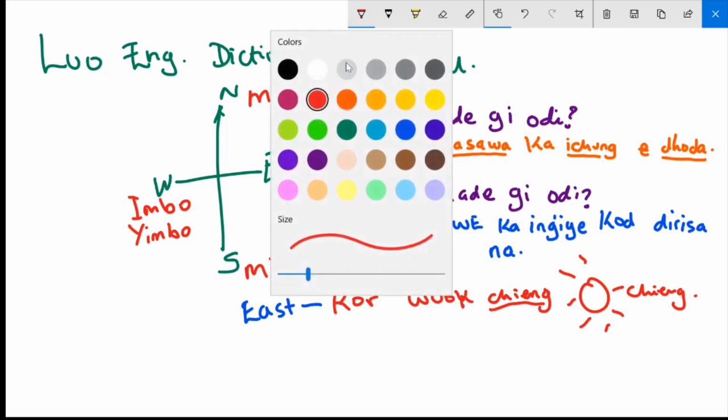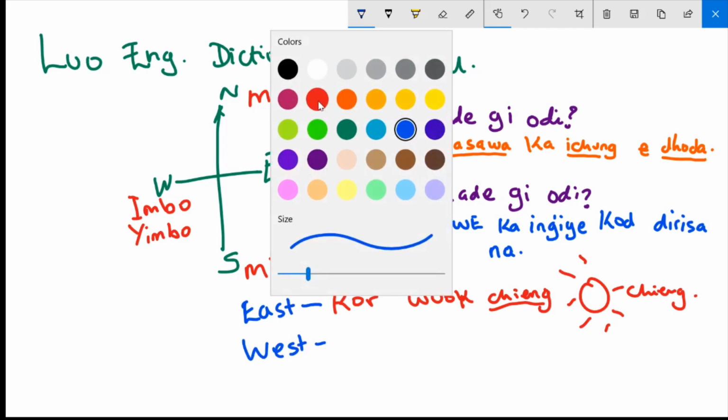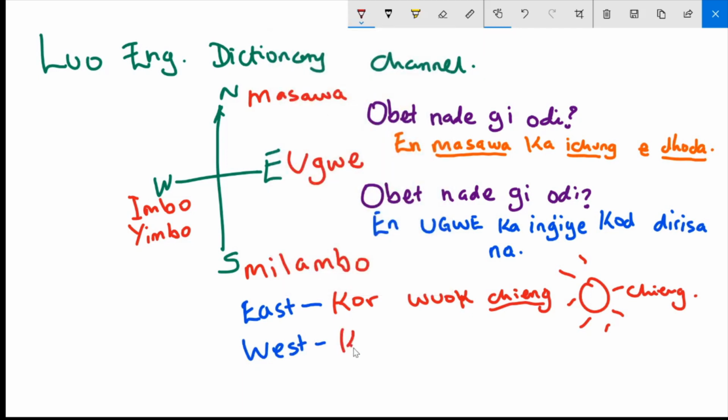And of course, the west is also called Kor Podo Chien. The side where the sun sets. So Podo is set, Wok is rise. So Kor Wok Chien and Kor Podo Chien.